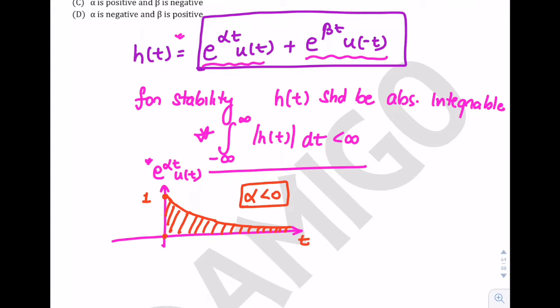Otherwise, if alpha is positive, then the signal will rise to infinity like this, and the integration will never be absolute or will never be a finite value. So we can see that alpha should be negative.